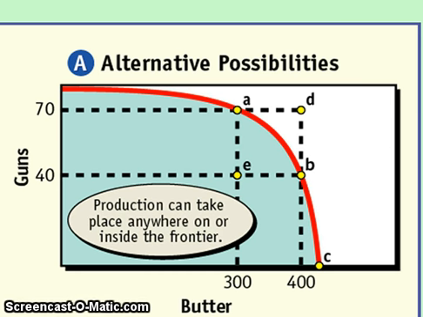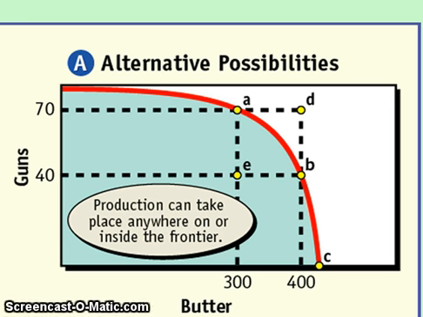Conversely, if we look at point D, it's outside of the curve, and that is a dream or impossible without the addition of an increase in technology, international trade, or more productive resources gained.